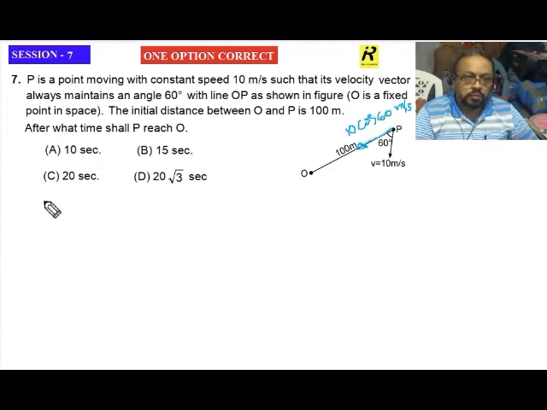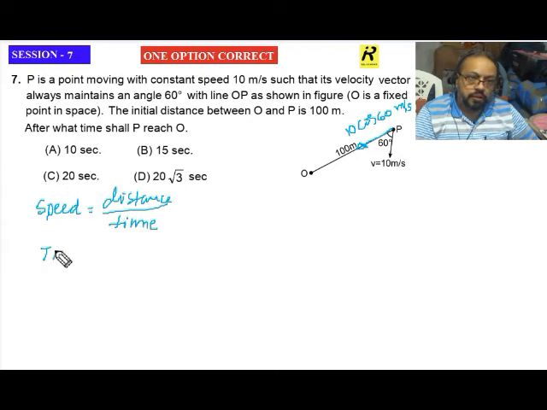You must know whenever the speed is constant, we can use the formula distance divided by time. So now I am finding time, after what time the point P reaches O. It may turn like this in an elliptical path, spiral path, and finally it may come and touch point O. So that means the time t is equal to distance divided by speed.